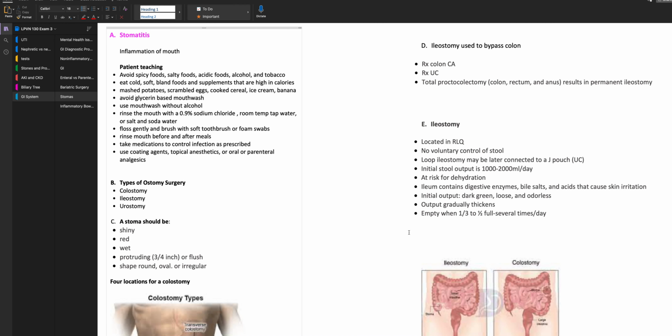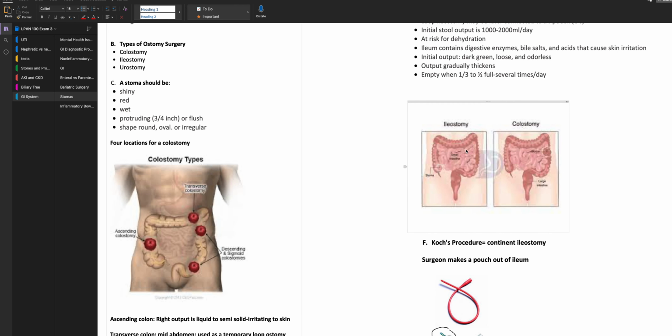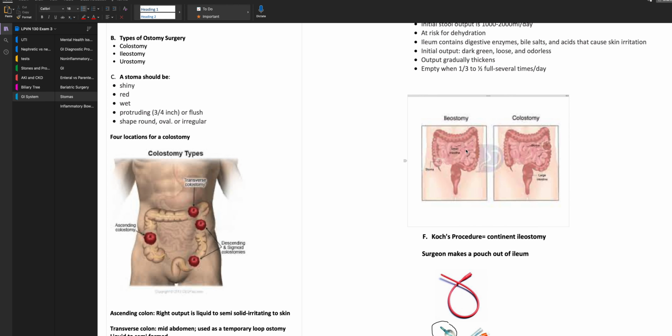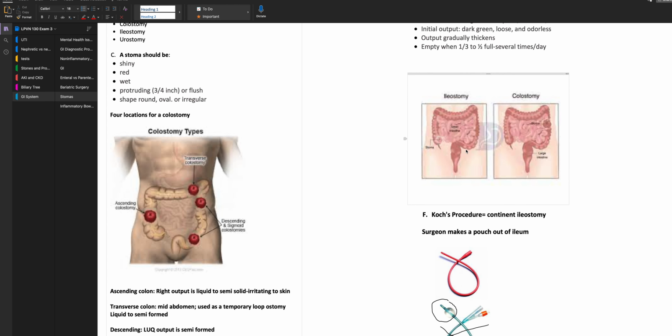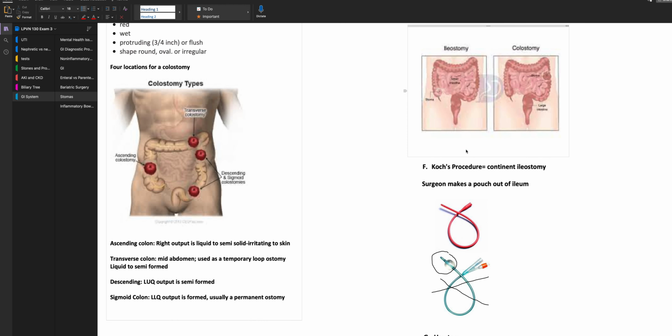An ileostomy is located in the right lower quadrant. I know ATI likes to ask about that. Koch's procedure, this is a continent ileostomy, and they don't really do it anymore because it had such a high complication rate, but yet here we are because it's still being asked. This is a red rubber cath, okay? You see how it doesn't have a balloon like a Foley or a place to blow up a balloon? This is the same type of cath you would use to straight cath somebody.